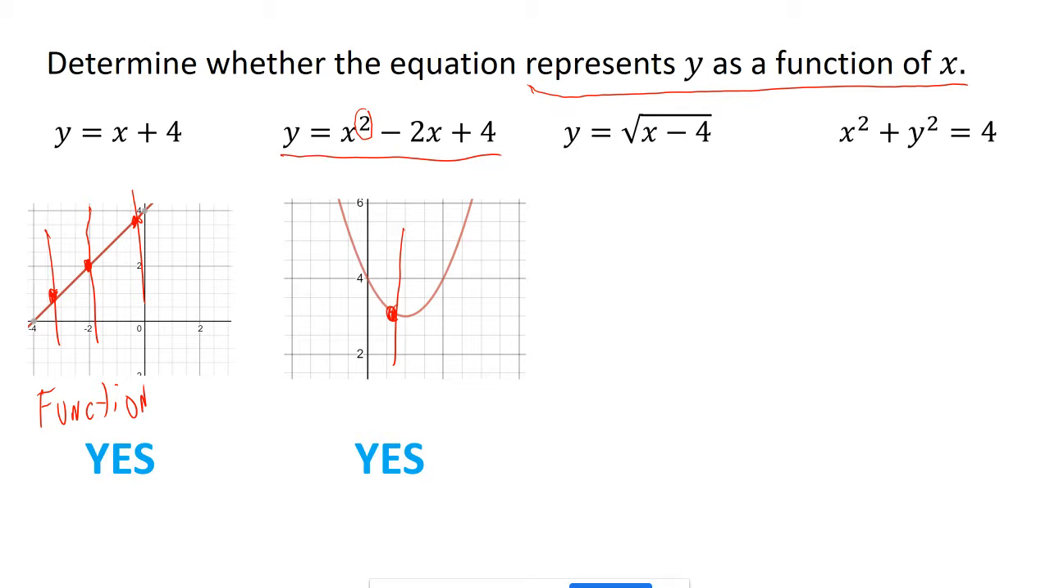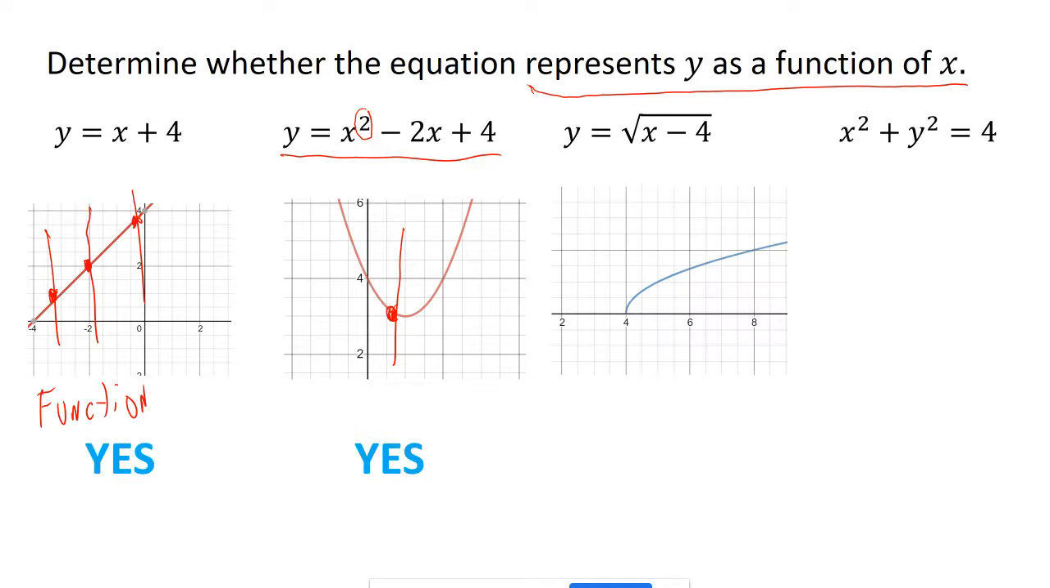What about the third one? What type of graph is that going to look like? This one's going to look more like a little shooting arrow to the right. So it looks something like this. But if you apply the vertical line test, it's still going to pass. So it's still going to be a function. And then what's the last one going to be? Since these are both squared, it tells you it's going to be what?